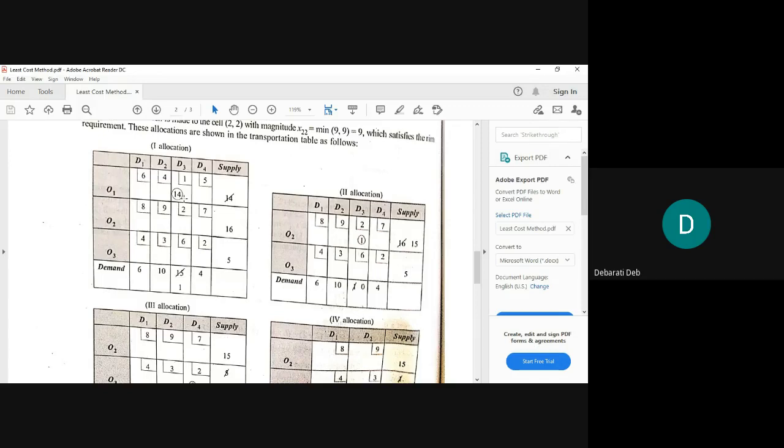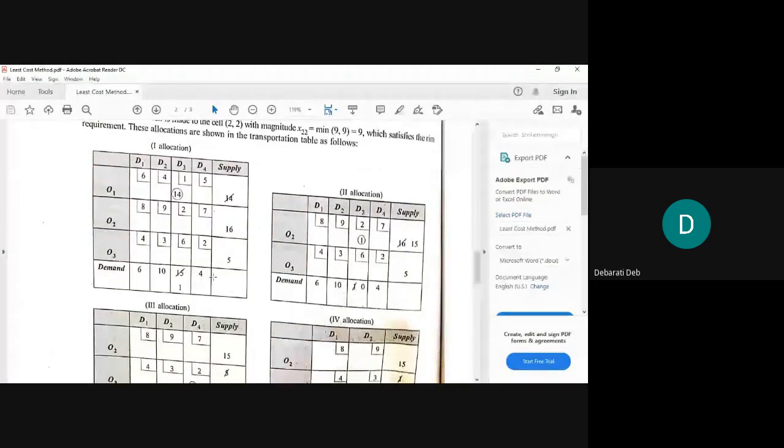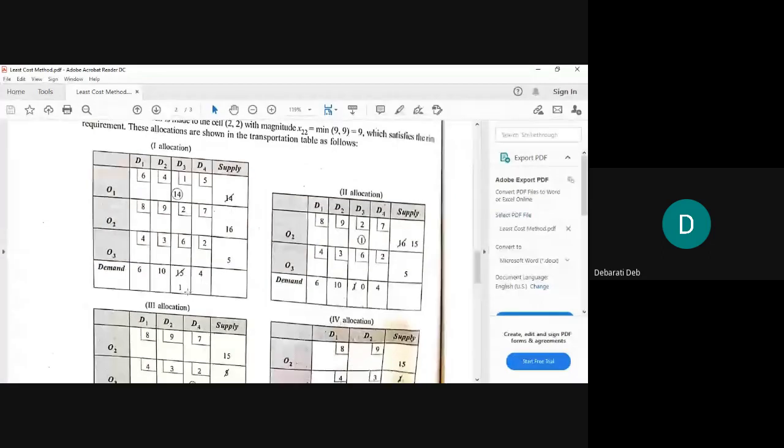And what is our next step? We have to see the row total and the column total. What is the row total corresponding to this cell? The row total is O1, that is 14. And we have to also check the column total. Corresponding to this cell, the column total is 15. So we have to compare between 14 and 15 and take the lowest one. Lowest one is 14. So we will assign 14 in this cell.